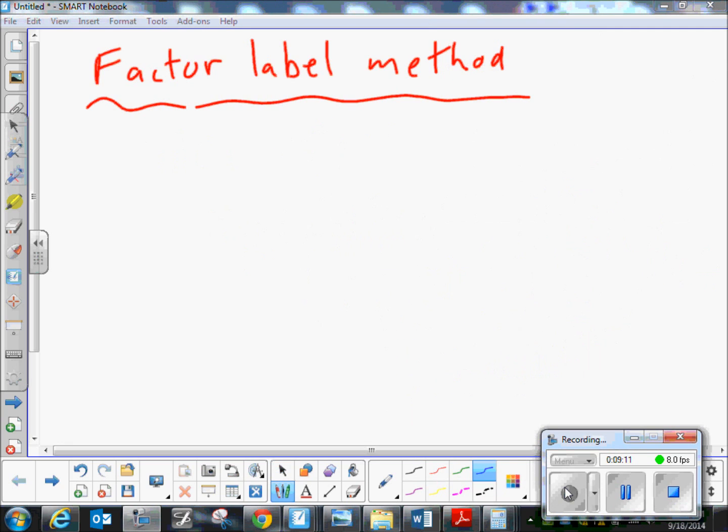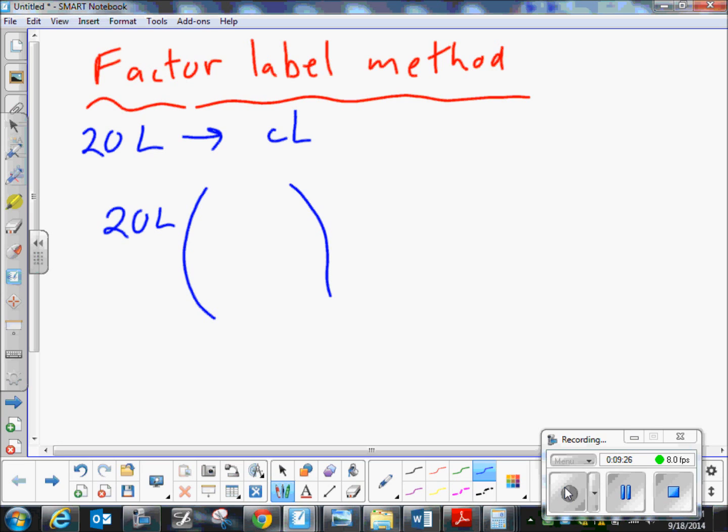Okay, let's try another one. Let's say that we're going from 20 liters. Okay, that's the base now. We're trying to find out centiliters. Okay, so step 1, you start with 20 liters. You go to your first factor, and you realize that you have to get liters on bottom, so factor that out. And centiliters then is going to be on top here. Okay, so the question is 1 centiliter is how many liters?